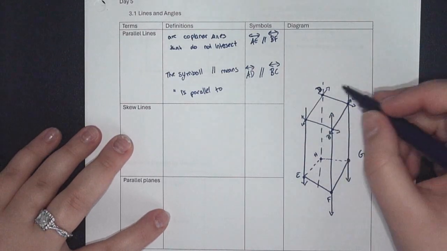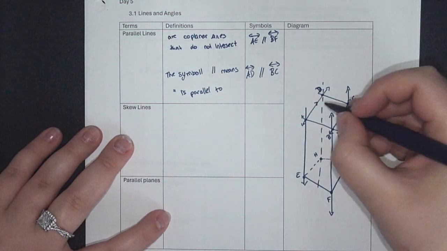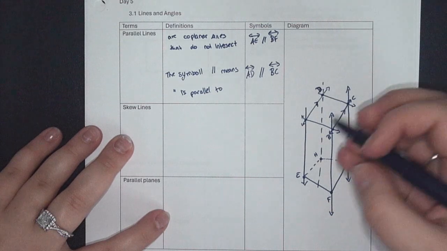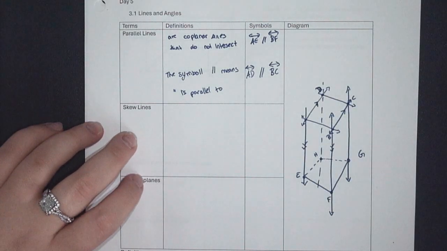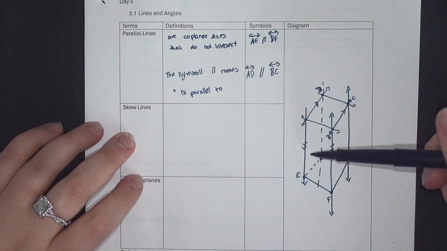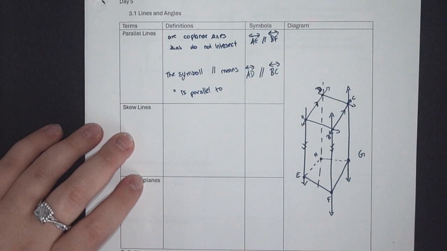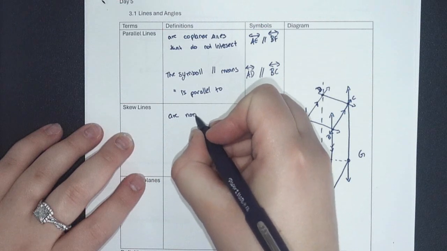If we were to symbolize that on the graph, we would put little arrows on the line segments that are congruent, or that are parallel. So these two are parallel, these two are parallel, and we differentiate: this one only has one arrow, both of these have two, so that means these two are parallel to each other, these two are parallel to each other.